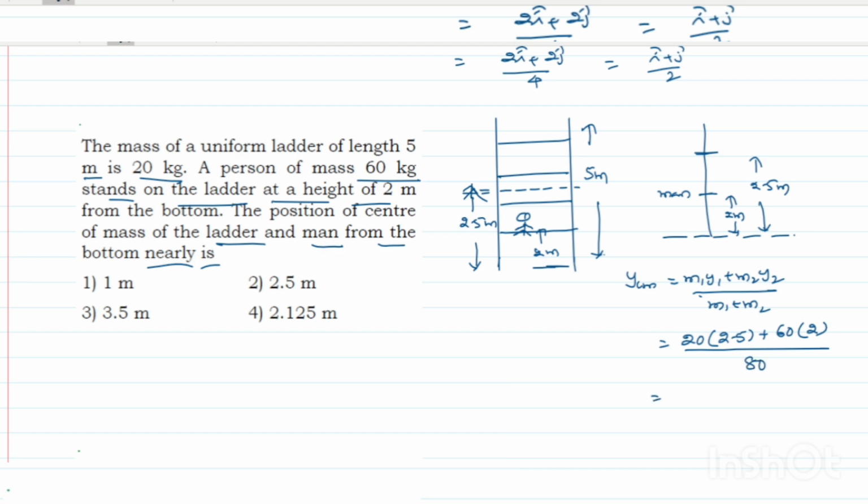Directly I am taking, and here when you are substituting m1 y1 plus m2 y2 by m1 plus m2, and if you eliminate the 0 in both numerator and denominator, 2.5 times 2 is 5, plus 6 times 2 is 12, so together we get 17 by 8, which is nothing but 2.125 meters. So 2.125 meter is the correct answer.